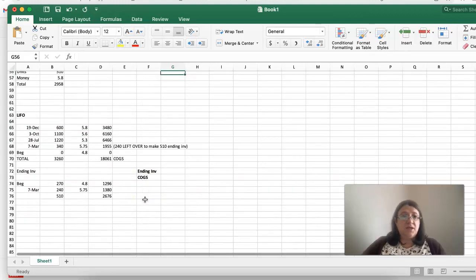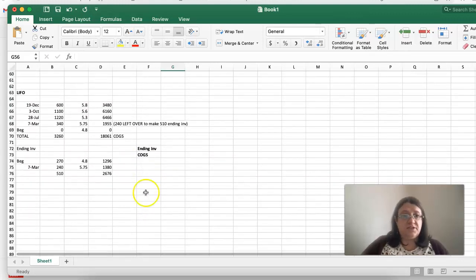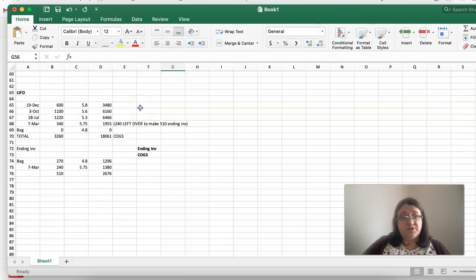Okay, last we're going to do the LIFO, last in, first out. So you want to do this in reverse order. You want to start at the bottom, which was the 19th of December, and work towards the beginning balance. So the 19th of December, we give the full 600 units at $5.80.